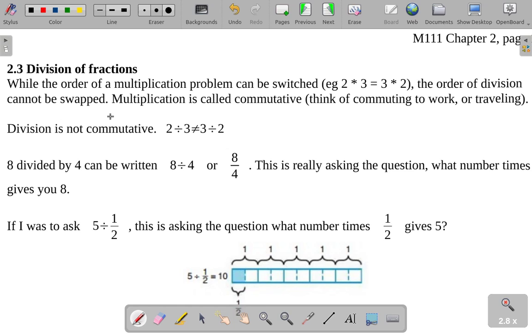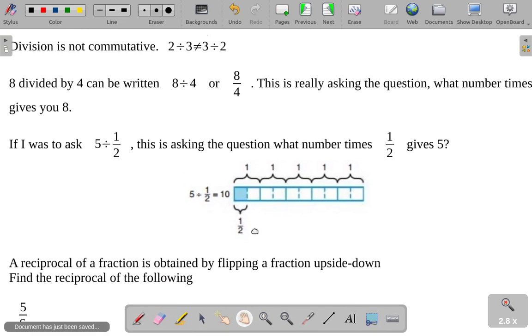So if you're taking 3 divided by 2 versus 2 divided by 3, those are not the same thing. So in general, 8/4 and 4/8 are again not going to be the same fraction because you're swapping the order of your division.